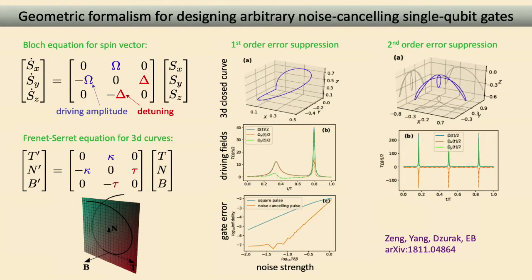So this comes back to the fact that the Schrodinger equation is related to a famous equation from the study of curves in mathematics called the Frenet-Serret equation, and it seems like this connection has been largely unnoticed over the 90-year history of quantum mechanics. And it's basically what's responsible for this amazing mapping between finding robust quantum gates and drawing curves in two or three dimensions.